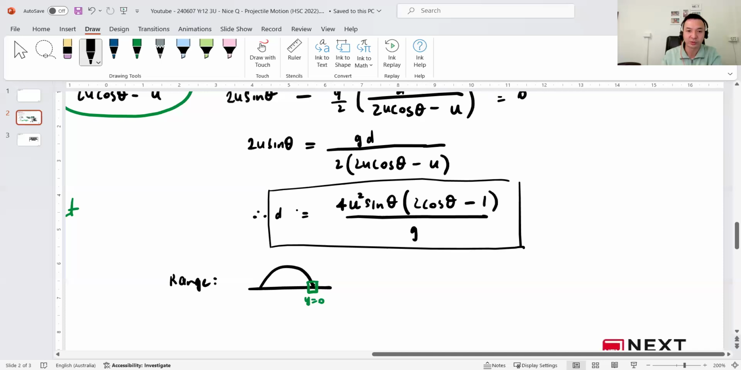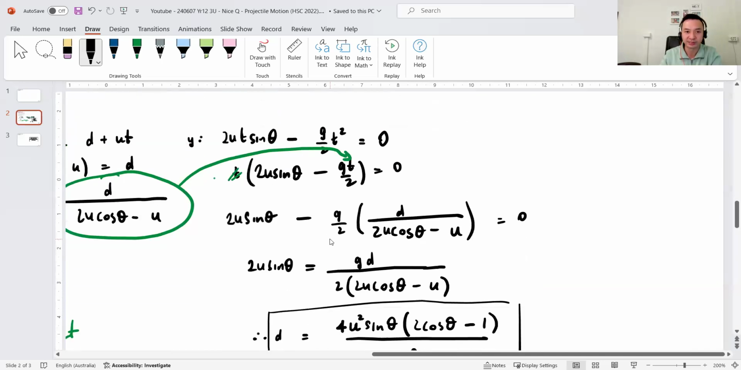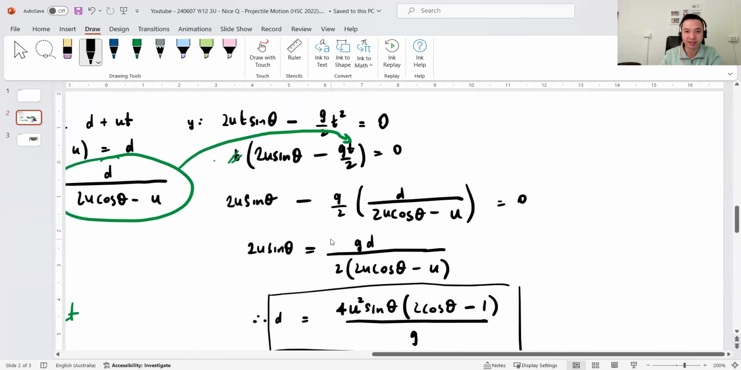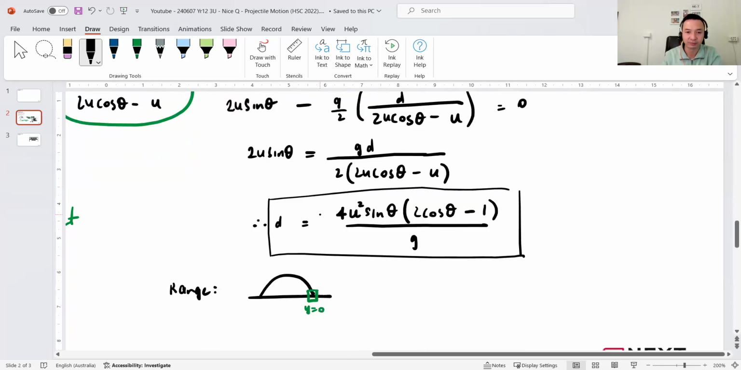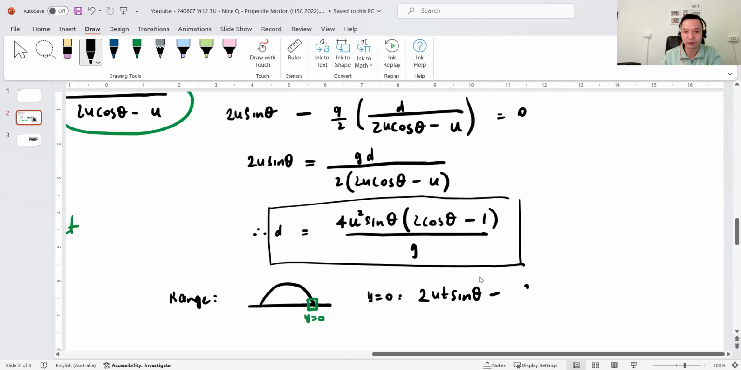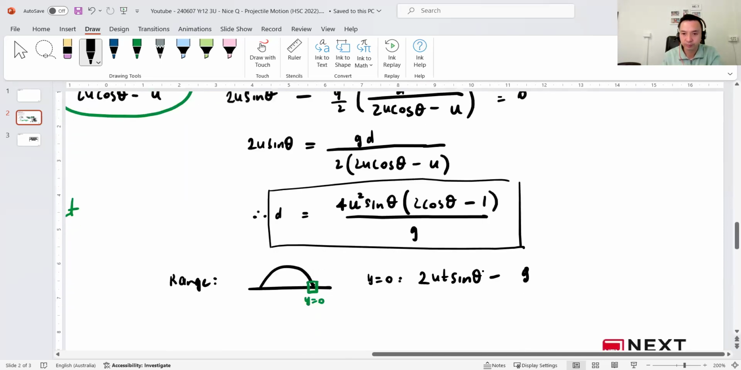So for this one here, set the y value upstairs there. In fact, let me do it from scratch. So saying y equals 0, go 2u t sine theta minus, was it g on 2 t squared, set that equals 0.